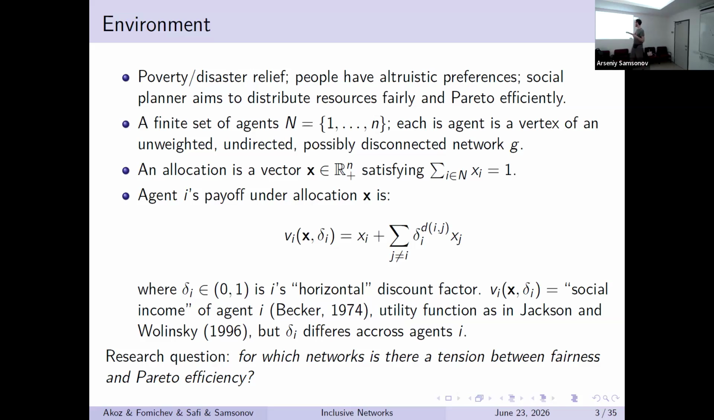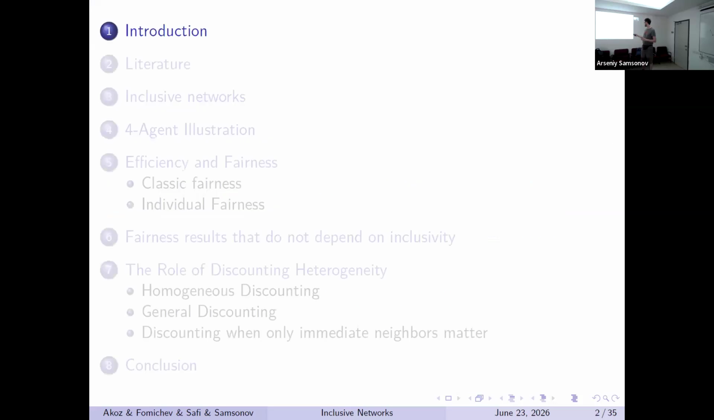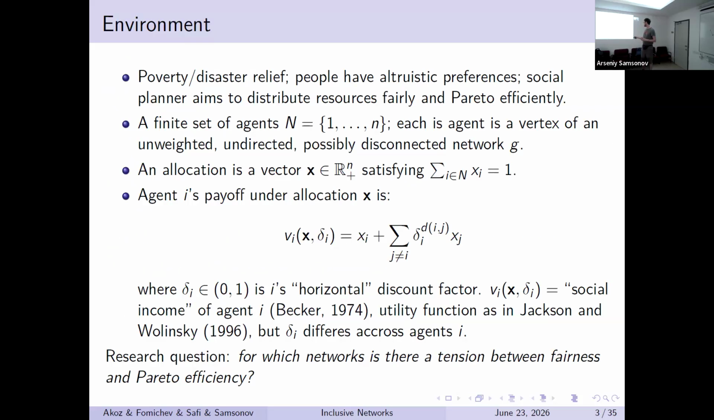So in the basic setting, this is the utility function. V is called the social utility function. It consists of the allocation vector x. The allocation vector x specifies which of this finite set of agents gets how much. And for agent indexed i, it depends on her so-called discount factor, delta i.